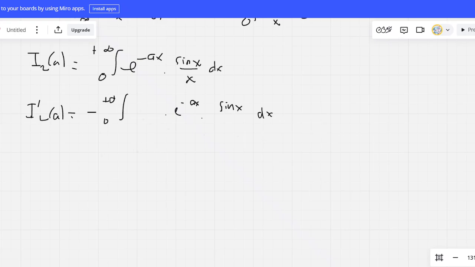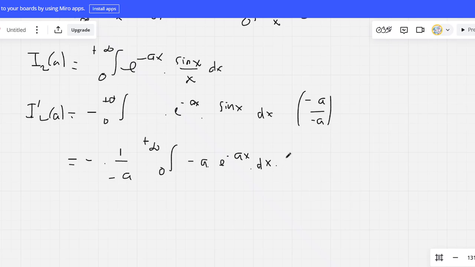And now solving this integral is very simple. Let's do integration by parts. The way we're going to do integration by parts is we're going to multiply this integral by minus a over minus a. What this allows us to do is, first, it's going to be minus times 1 over minus a. Let's put the minus a outside because it's a constant, times the integral from 0 to positive infinity of minus a times e to the minus ax times dx times sine x.